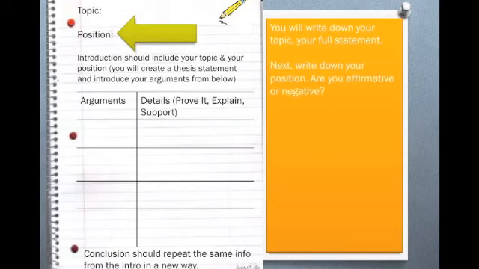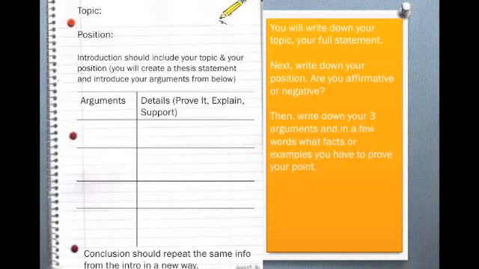Then you're going to write down your position. Are you affirmative or negative? Do you agree with the topic or do you disagree with the topic? Something to think about: your intro is going to include your topic and your position, and you're going to create your thesis statement and introduce all the arguments that you're going to plan out and think about below.